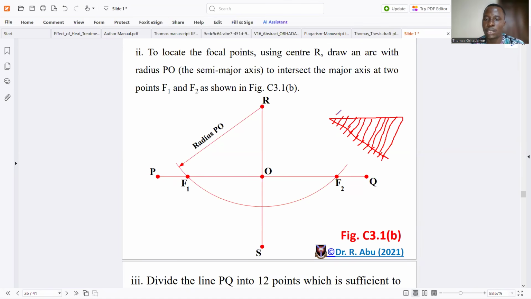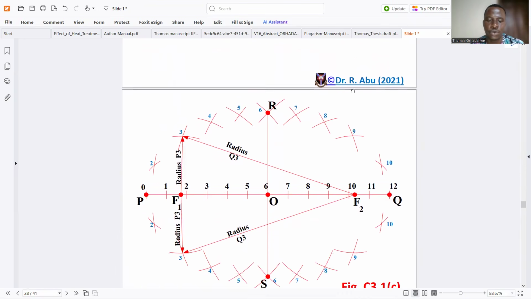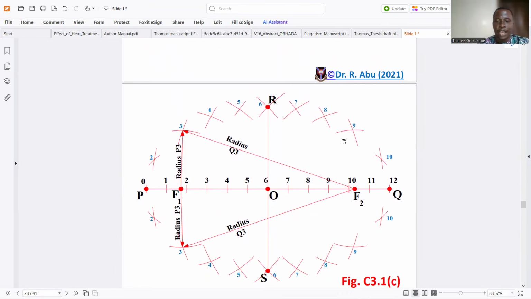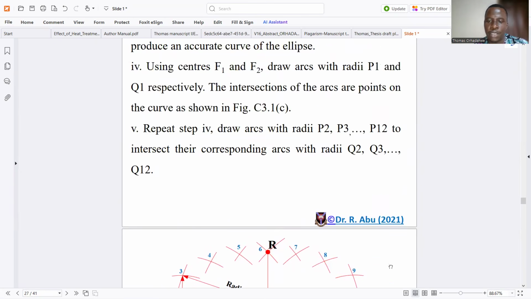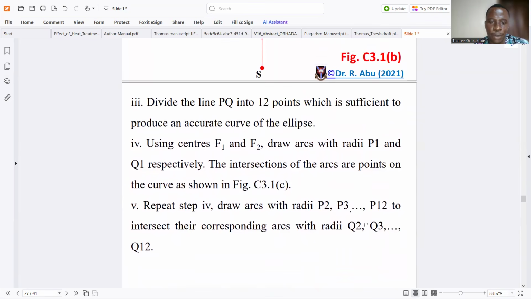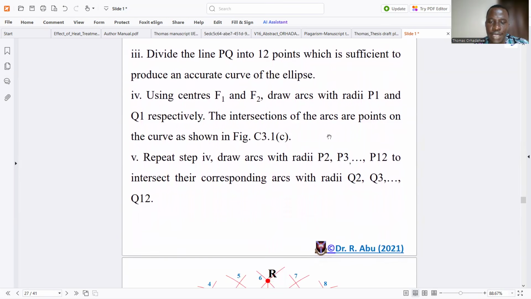You can number the lines 1, 2, 3, like that, till you have 12. So that is how this line was divided into 12 parts. After dividing the line into 12 parts, using F1 and F2 as centers, draw arcs with radii P1.